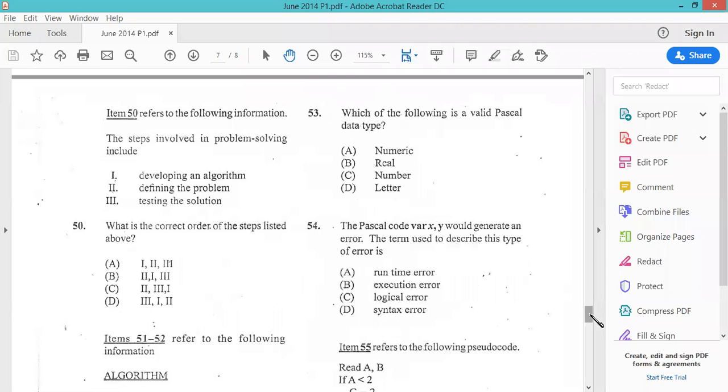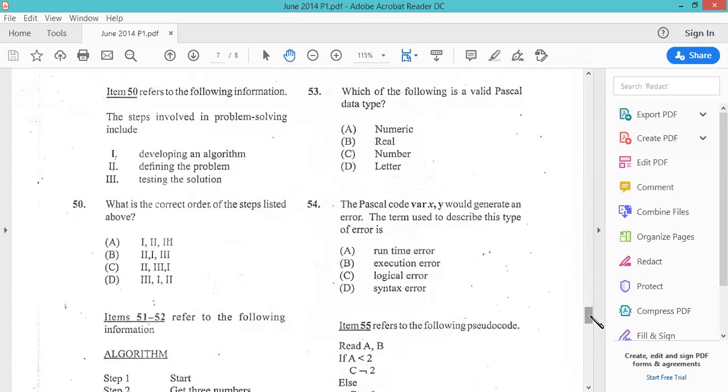Number 53. Which of the following is a valid Pascal data type? All right, so you notice this asked about Pascal data type and the last one was database. I want for you to know the difference between them. Please look in your notes and study them. Answer here. Valid Pascal data type. It shouldn't take so long, guys. Real. Real.